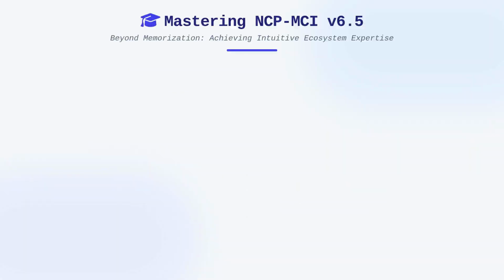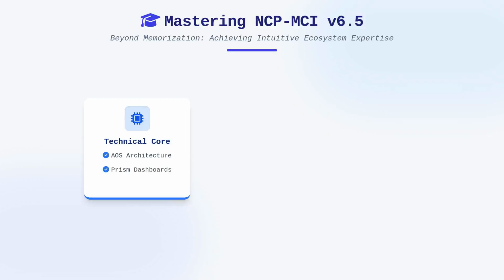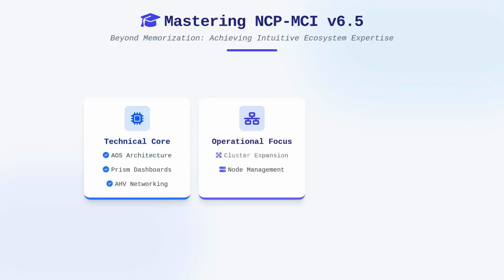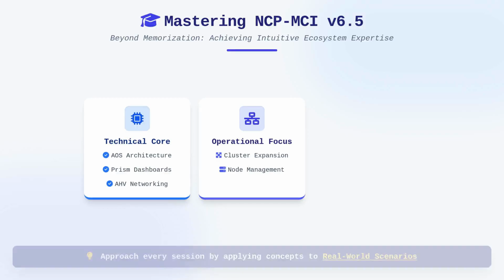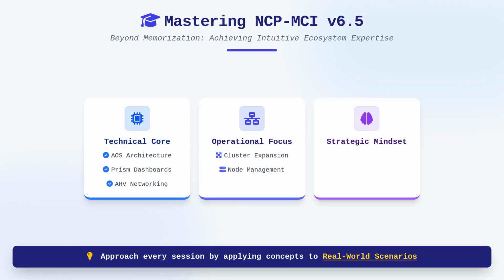Successfully passing the NCP-MCI version 6.5 exam requires more than just memorizing facts. It demands an intuitive grasp of how the various components within the Nutanix ecosystem interact. The exam blueprint emphasizes your ability to make sound architectural decisions within the context of AOS and the encompassing Prism dashboards. We will examine the nuances of node management, cluster expansion, and the intricacies of networking within AHV. You should approach these sessions with the intent of applying these concepts to real-world scenarios where stability and scalability are paramount. I encourage you to think critically about the trade-offs involved in cluster configuration and resource allocation throughout every session.